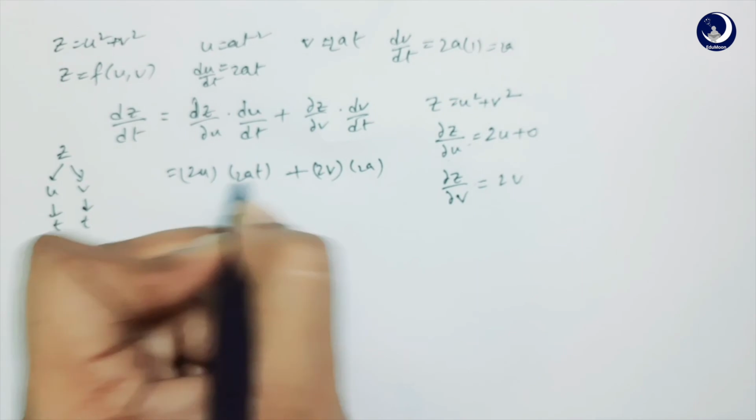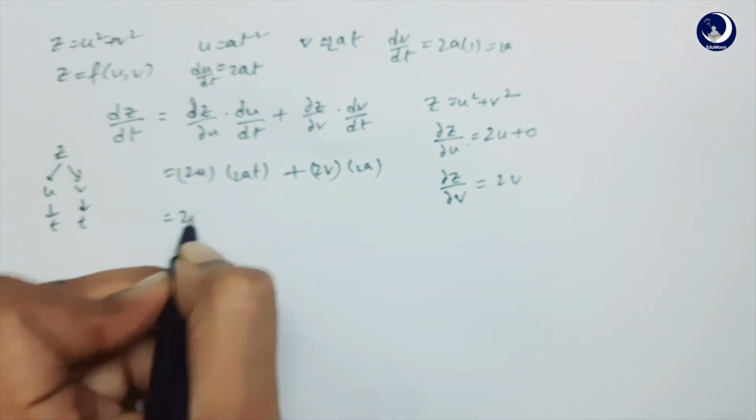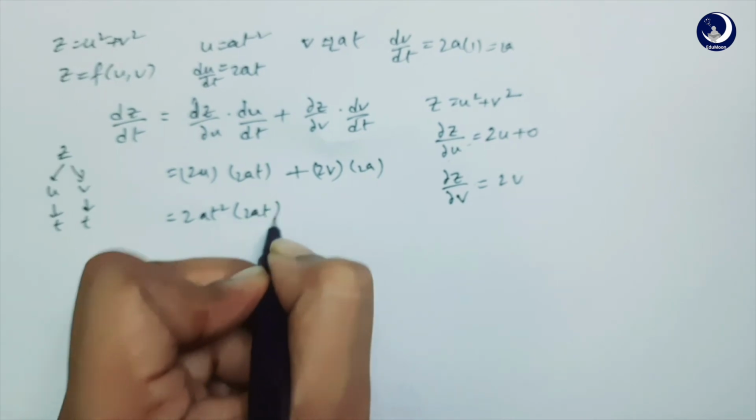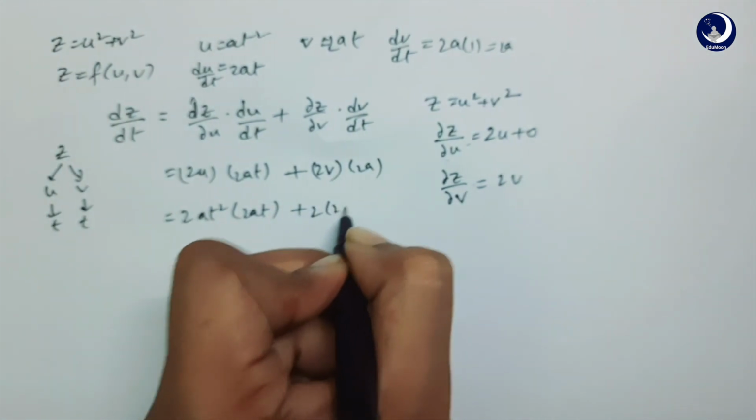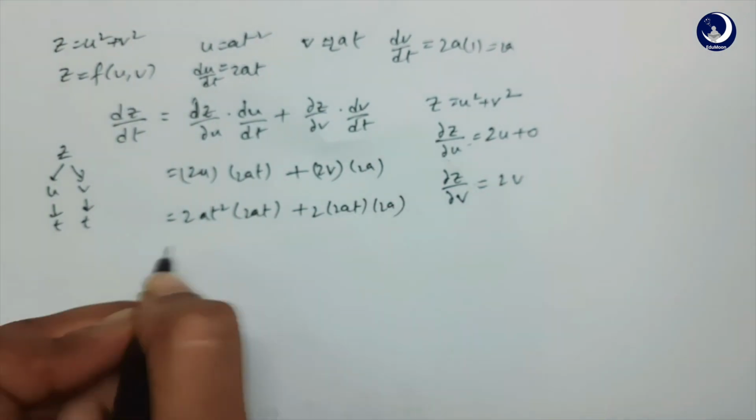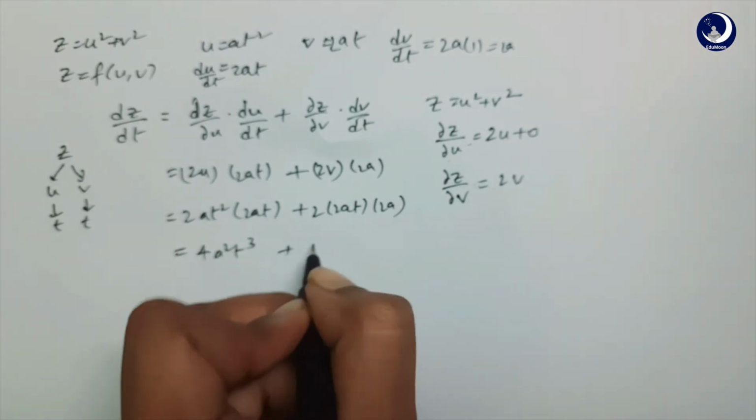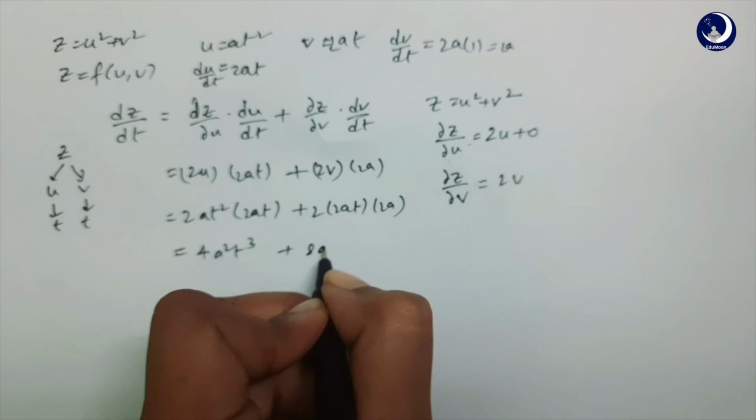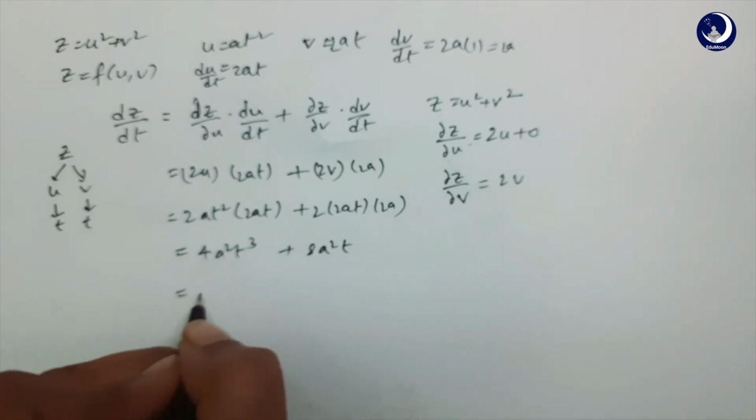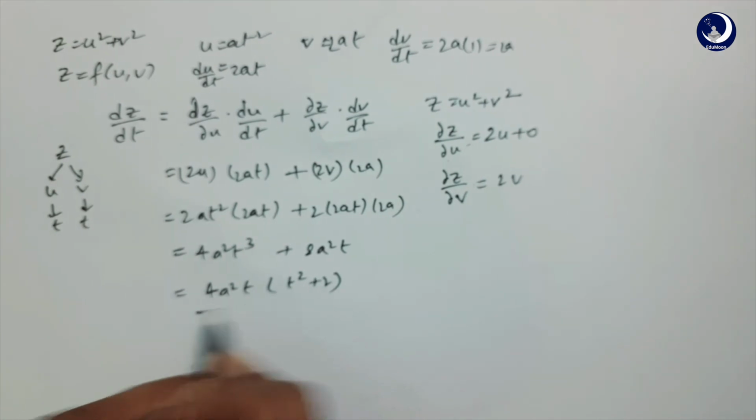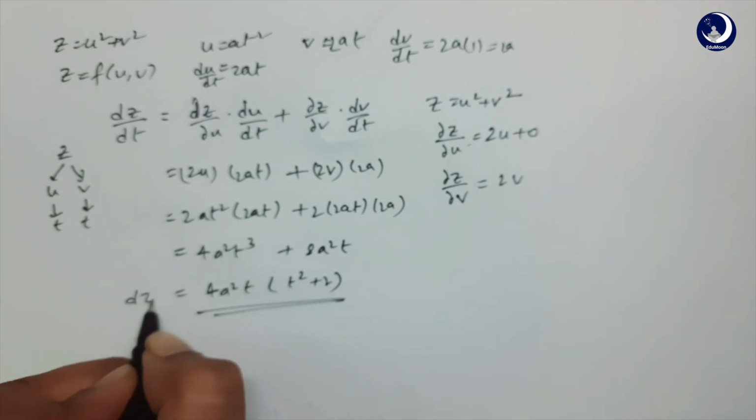So we're going to substitute u and v again. 2u is 2at square, so 2at square into 2at plus 2v is 2 times 2at into 2a. So that's 4a square t cube plus 8a square t. We can take out 4a square t common, t square plus 2, which is our answer.